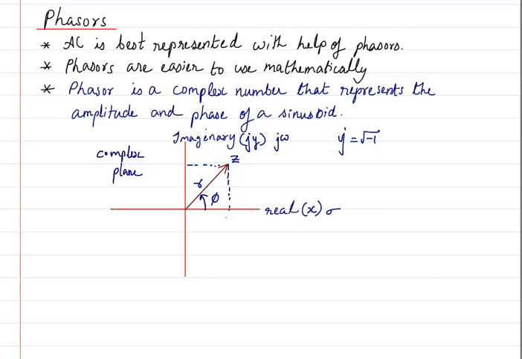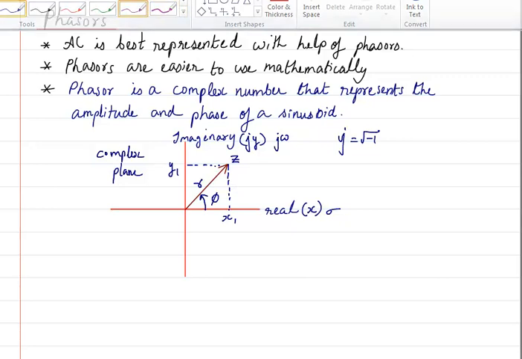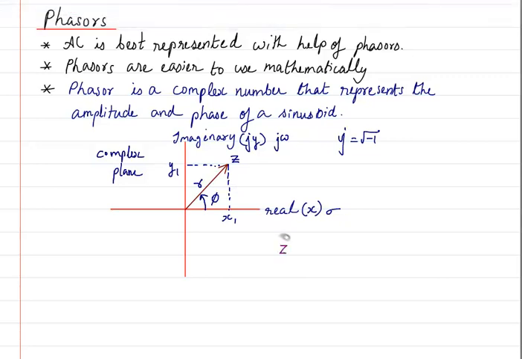So if this has a projection of, let's say, x1, and this side it has a projection on the imaginary axis of, say, y1, then there are three ways in which the phasor Z can be represented. That is very important for us to understand. The first way that we can represent Z is the polar form, where we write r as the magnitude with an angle of phi. So this is called the polar form.